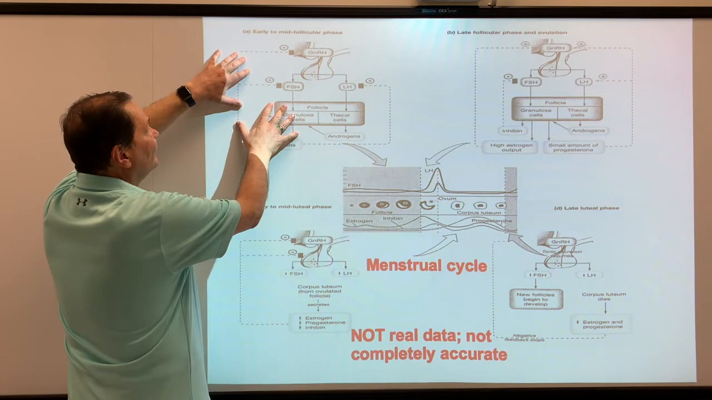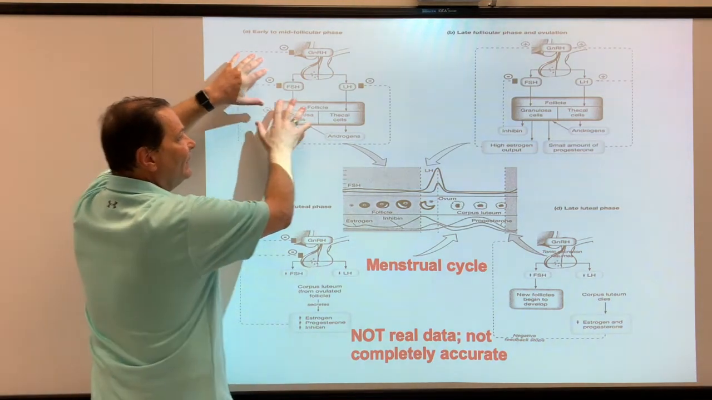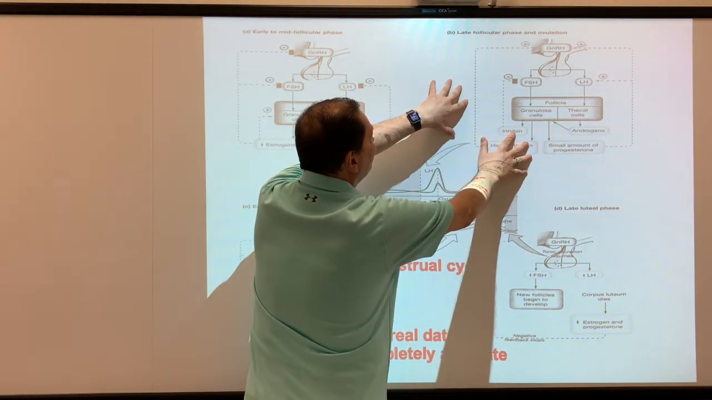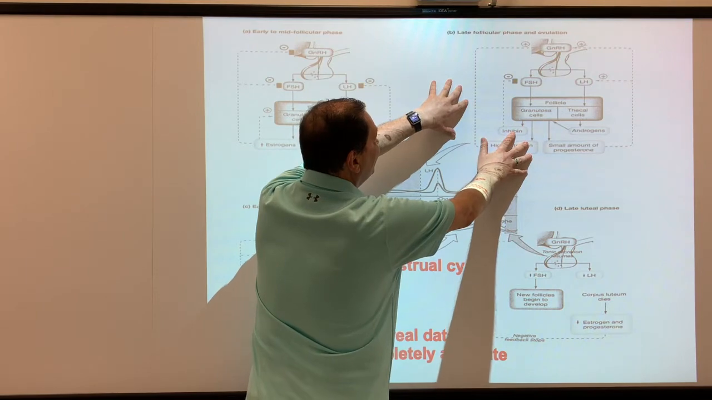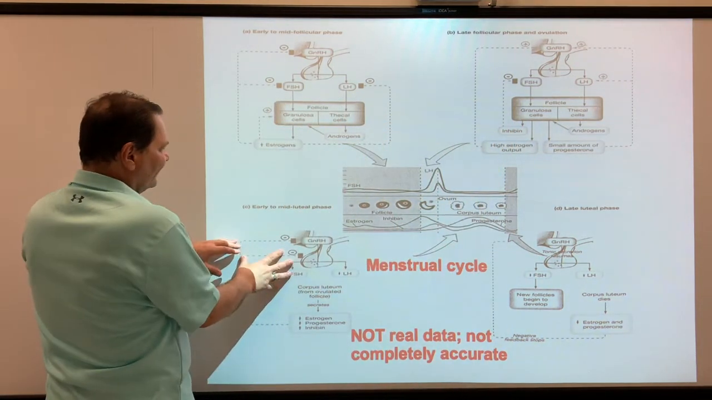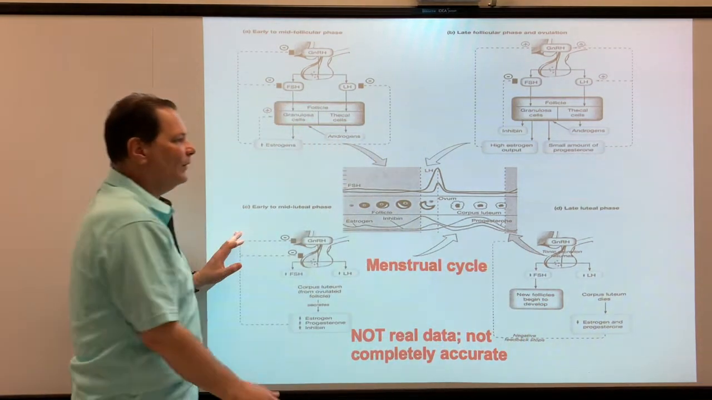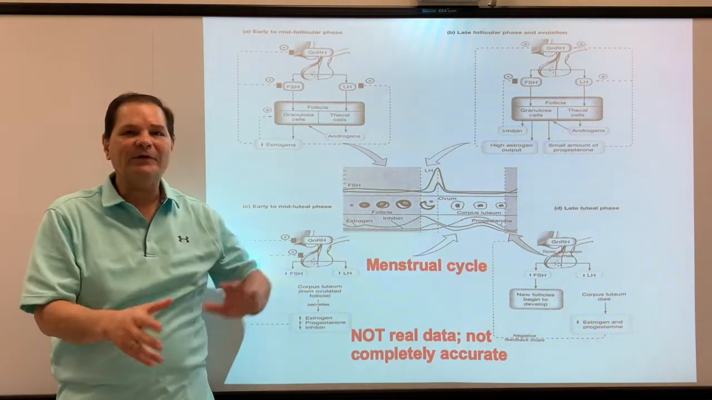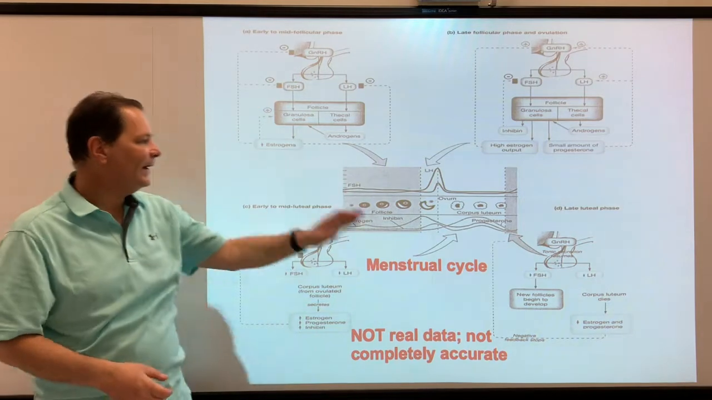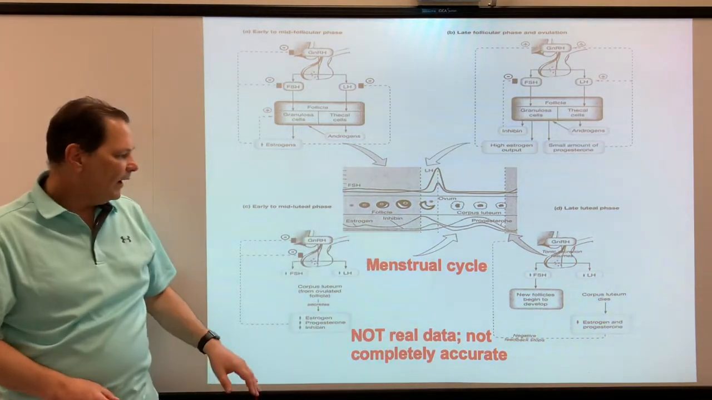So this is the early to mid follicular phase, pre-ovulation. This is late follicular phase, leading to ovulation. This is early to mid luteal phase, and this is late luteal phase here. So we're going to go through this at 4 different phases, starting with A and ending at D, okay?